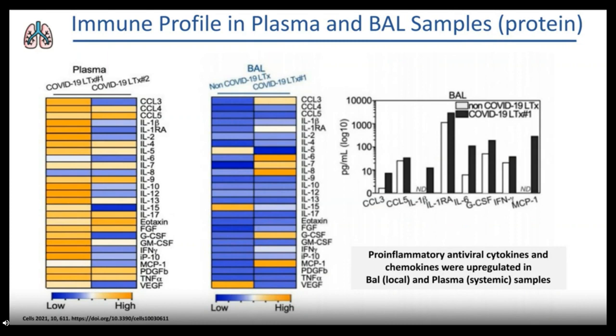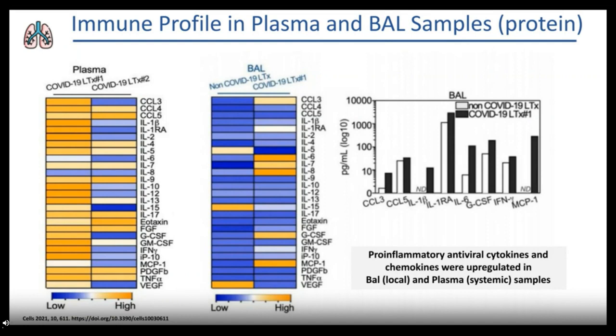Unfortunately, we couldn't retrieve bronchoalveolar lavage from subject 2, and here is depicted in the center subject 1 compared to a non-COVID related lung transplantation. Analysis performed on the bile fluid showed that chemokines such as CCL3 and CCL5 and the pro-inflammatory molecules IL-1 and IL-6 were significantly higher in the bile from the COVID-related subject.